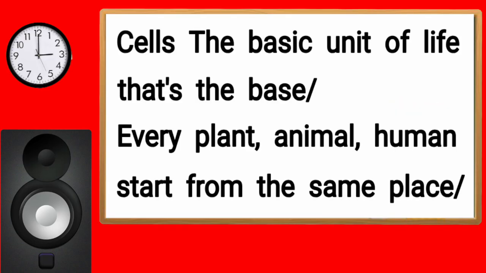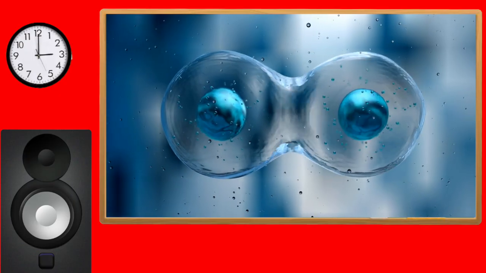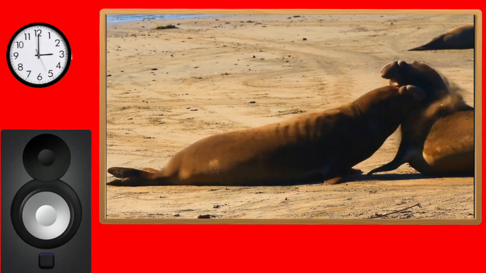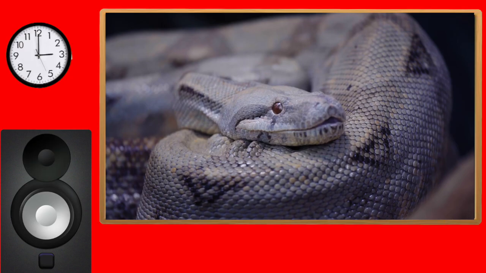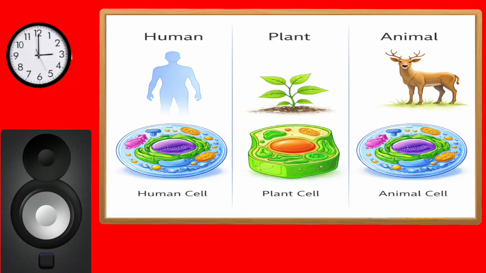Alright, let's get it. Cells, the basic unit of life, that's the base. Every plant, animal, human, start from the same place. Cells are the smallest unit that can actually carry out life. If something is alive, it's because it's made of one or more cells. Plants, animals, and humans may look very different, but they all start the same way, with cells.